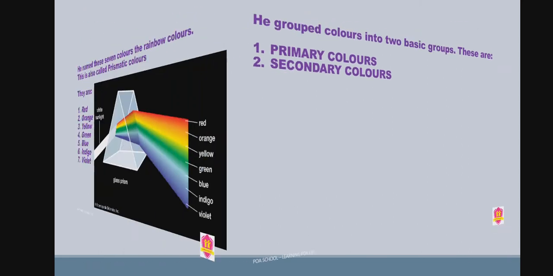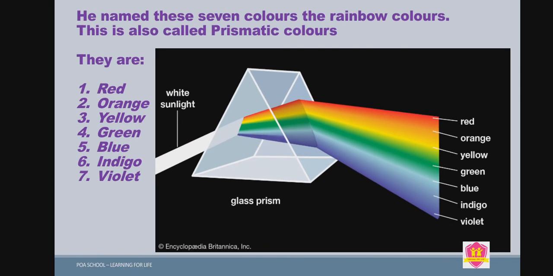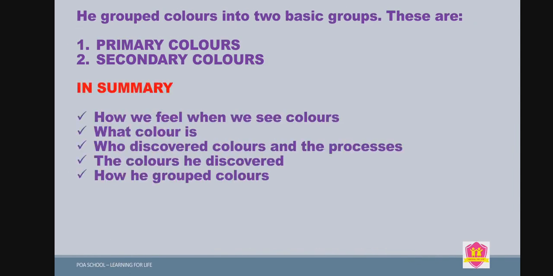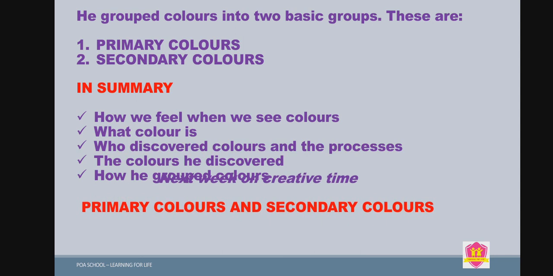So the 7 colors he discovered are red, orange, yellow, green, blue, indigo, and violet. Okay, so finally he grouped them into how many groups? 2 groups, and these 2 groups, they are the primary colors and your secondary colors.